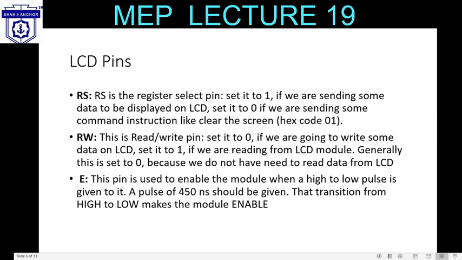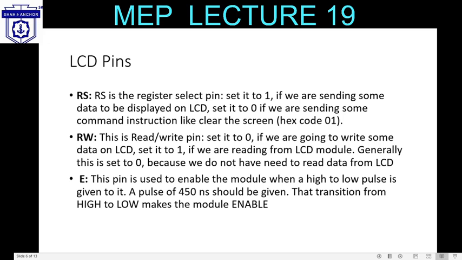Then the read write pin: if it is 0, we are going to write some data on the LCD, and if this pin is 1, we are reading some data from the LCD. The RW pin is generally set to 0 because we have no need to read the data from the LCD, because the LCD is an output display device.